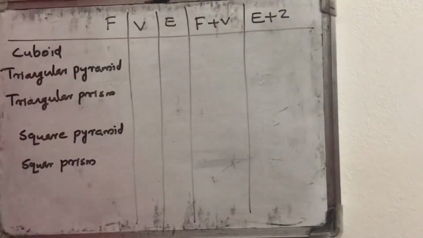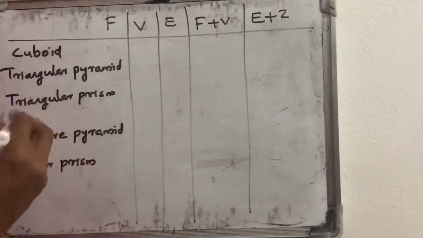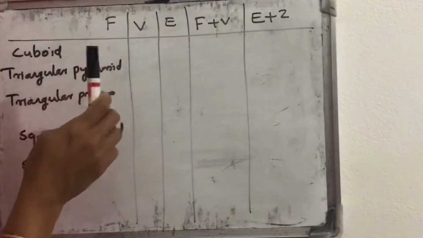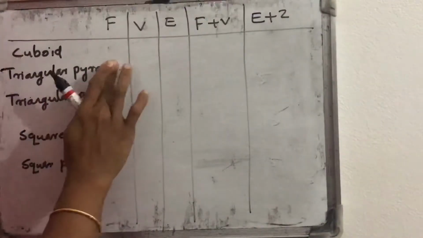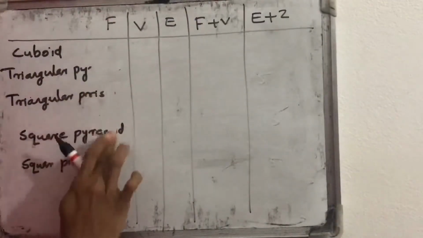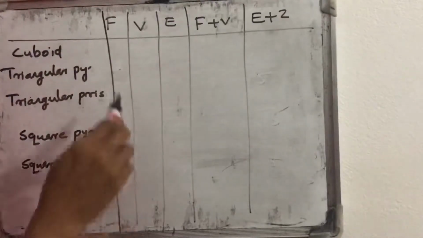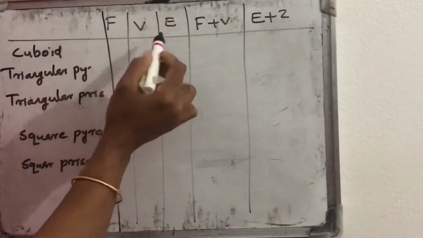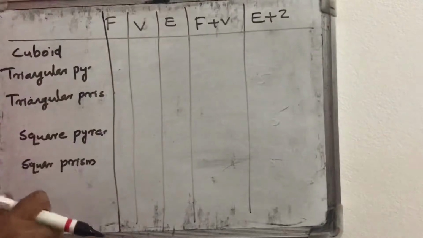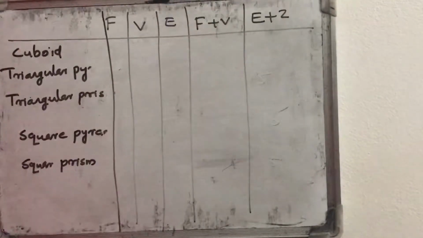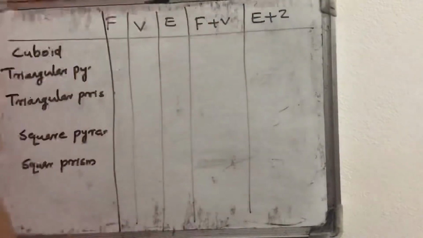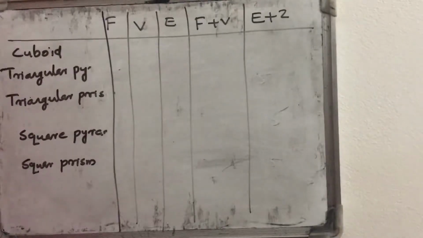So if we consider this table, we count the number of faces, and we also want to make one column for the number of faces, number of vertices, and number of edges. After that, we take the sum of the number of faces and vertices, and compare it with the number of edges plus 2. We can check what result we get.